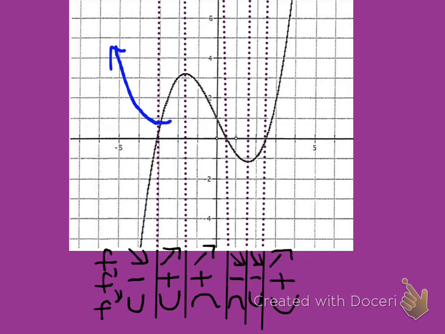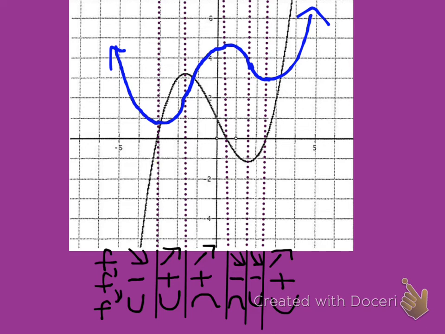Be nice if I can connect these. Yes. Next, I should be increasing but concave down. Increasing and concave down. Decreasing, concave down. Decreasing concave up, and then increasing concave up. Let's see if we can get it to connect. And that is a graph of the original function.